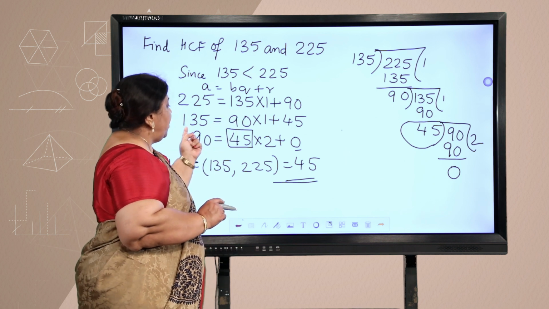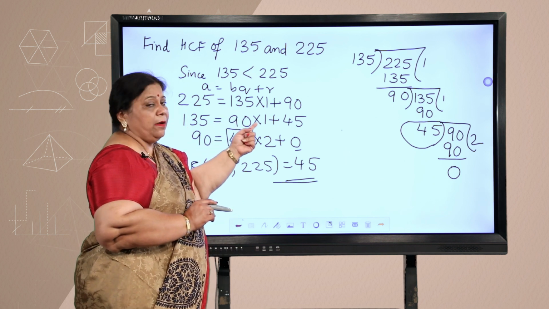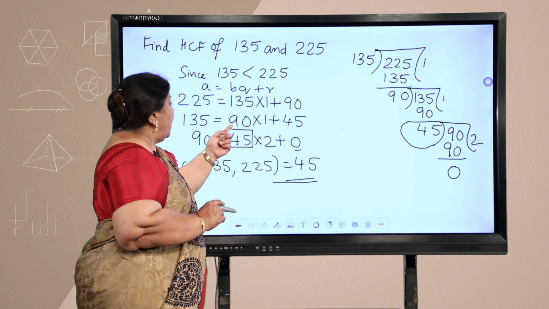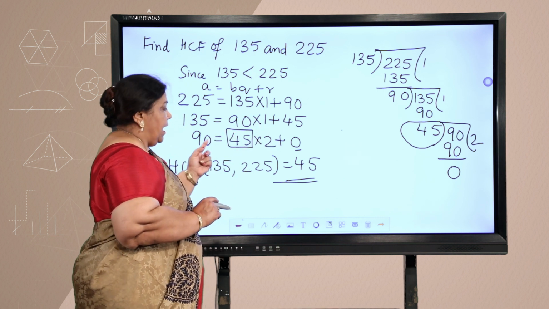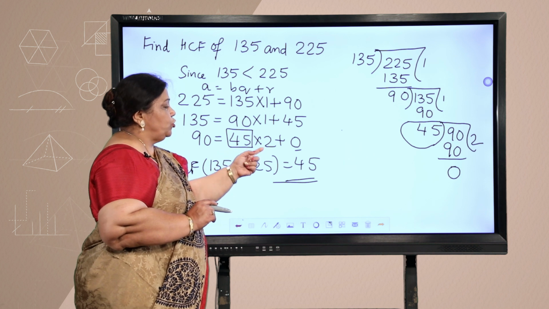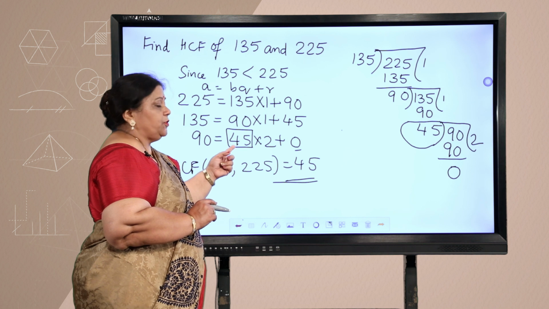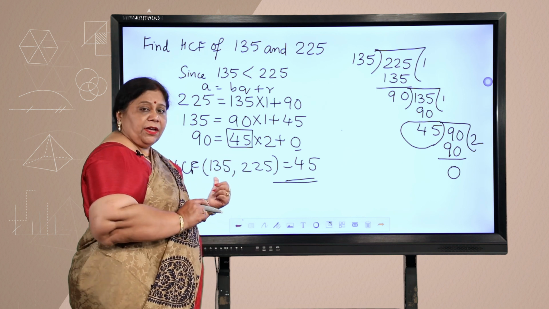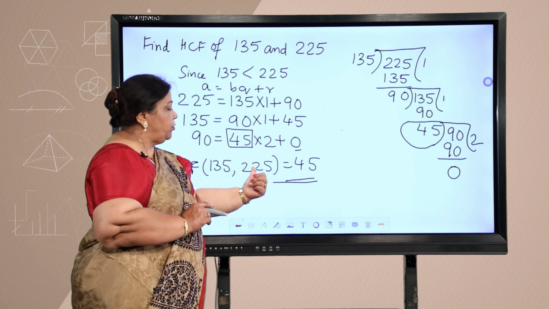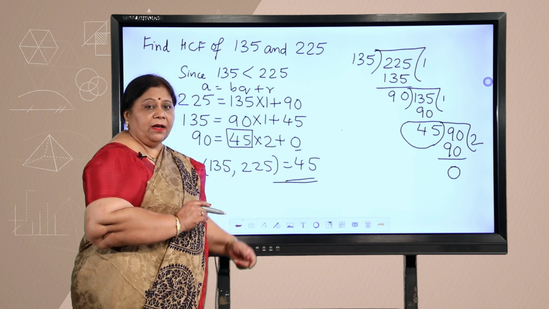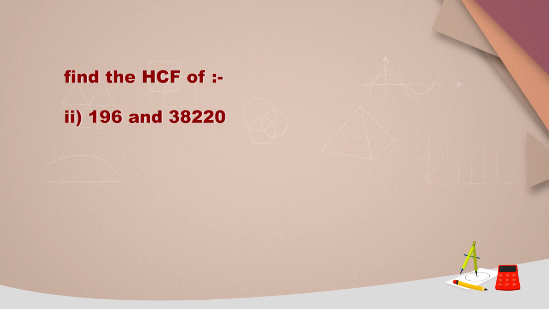Again, 135 can be expressed as 90 into 1 plus 45. We can take up 90 again and write it down as 45 into 2 plus 0. Here the last divisor is 45, therefore, HCF of 135 and 225 is 45. Likewise, let us see the next question.